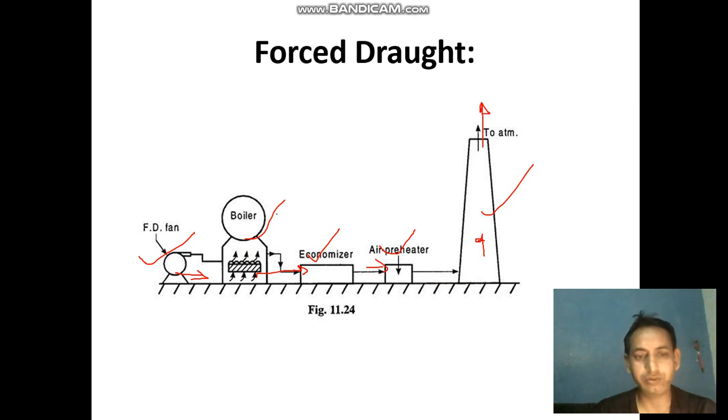So at the various locations inside this region, the pressure is positive. Here the inside pressure is also positive, because the air is thrown into this house with the help of the forced draught fan. So this is the pressure created inside the boiler house, on the higher side. This is called the forced draught system.